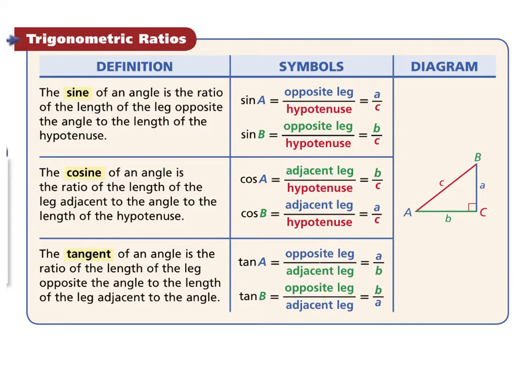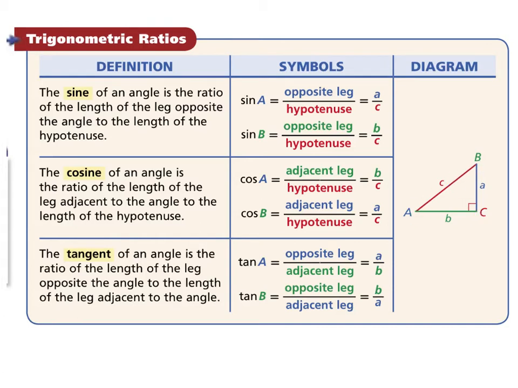Cosine is adjacent over hypotenuse. So you'll notice the hypotenuse once again is still C. It remains the same. Cosine of angle A. Now let's look at this. Cosine of A, the opposite side is A, but we're not using the opposite side. The adjacent is the other leg, which is the side next to it. So B divided by C, adjacent divided by hypotenuse. For angle B, the adjacent side would be A, because B is opposite, so A divided by C. Adjacent side divided by hypotenuse.